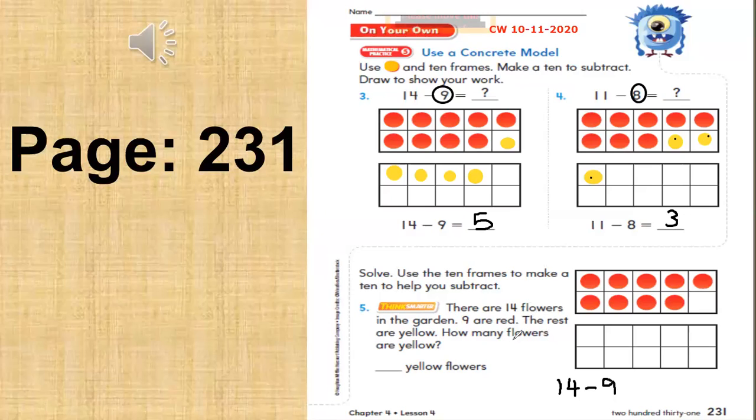The rest are yellow. How many flowers are yellow color? So we have to find how many we have yellow color. So 14 minus 9. So 9 is red flower, and now we are going to make the yellow flower. So count up to 14. From 9, here we go. 10, 11, 12, 13, and 14. So now how many more did we draw?